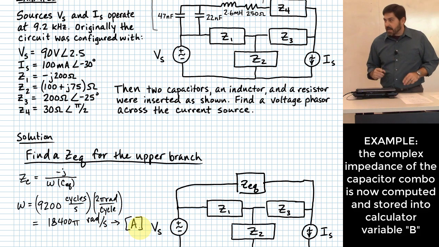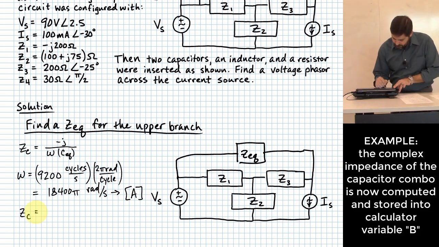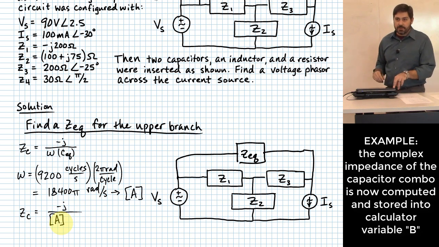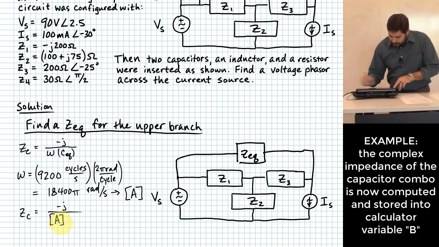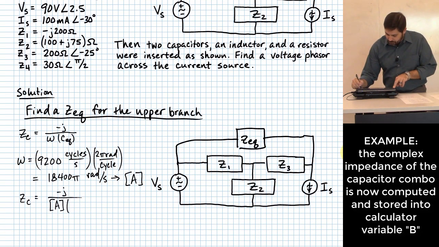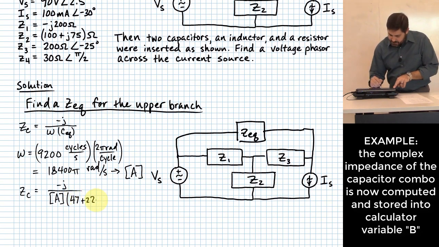So now that I've done that, how do I find ZC? All I've got to do is take minus J and divide by what I just stored in A, right? And I'll use this notation when I've stored something in the calculator. Hopefully you can follow along without too much effort. What do I need to do next here? Multiply A by the sum of 47 nanofarads and 22 nanofarads, okay? What is nano as a prefix? So I'm going to say this is going to be 47 plus 22, right?